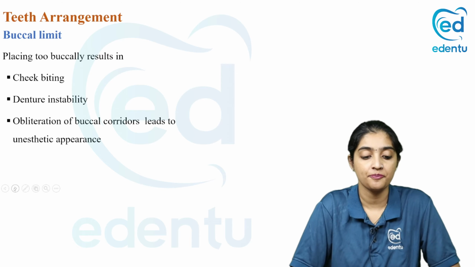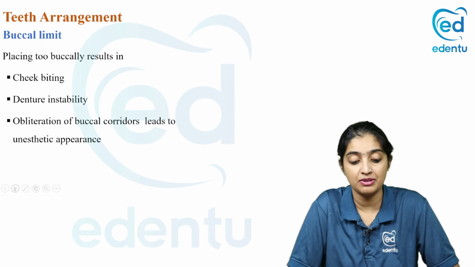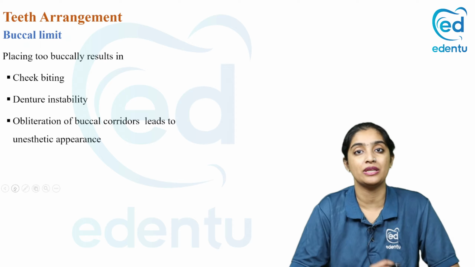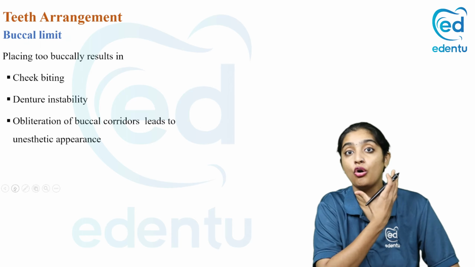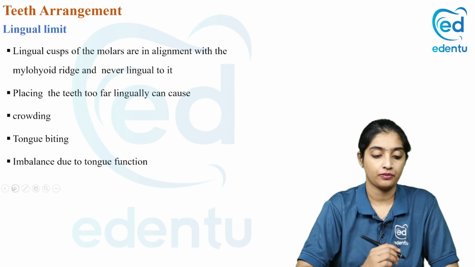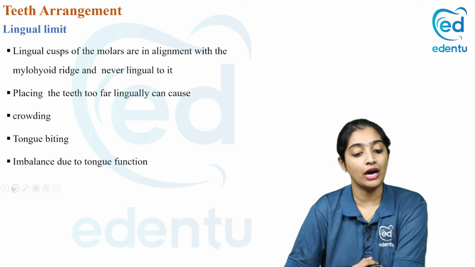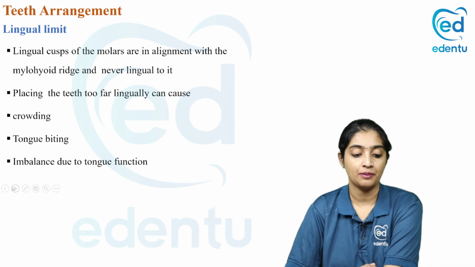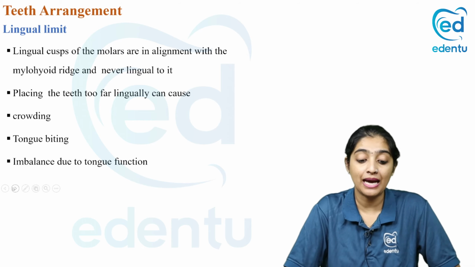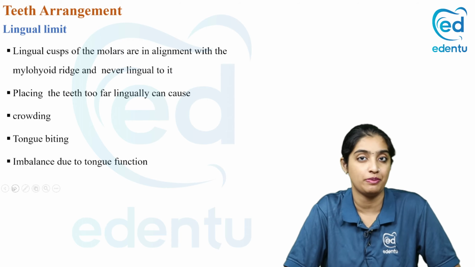Coming to the buccal limit, if the teeth are placed too buccally, it can result in cheek biting, denture instability and obliteration of the buccal corridor, which leads to an unaesthetic appearance. When the patient smiles, you will see all the teeth up to the 28 if you keep them too buccal. Coming to the lingual limit, the lingual cusps of the molars are in alignment with the mylohyoid ridge and never lingual to it. Placing the teeth far too lingually can cause crowding, tongue biting, imbalance due to tongue function, and definitely a loss of stability of the denture, especially the lower denture.